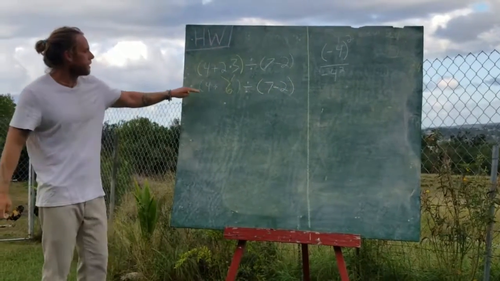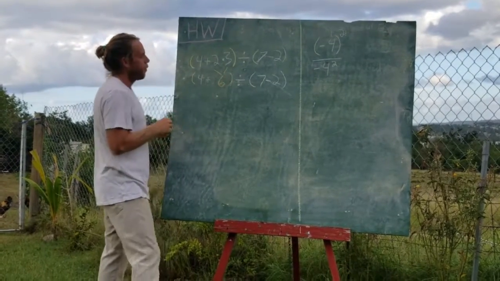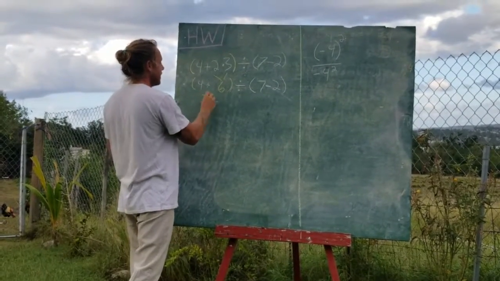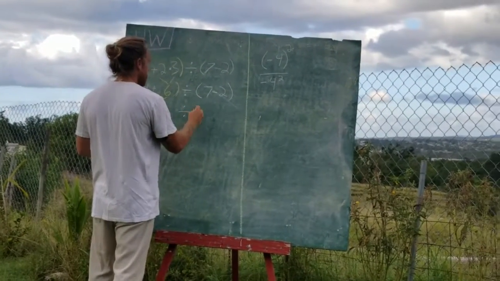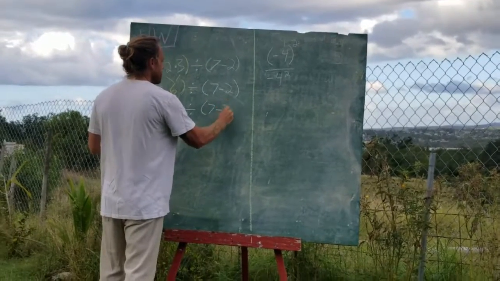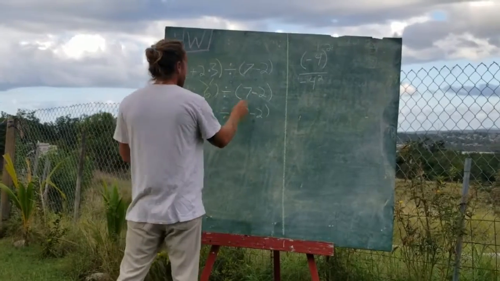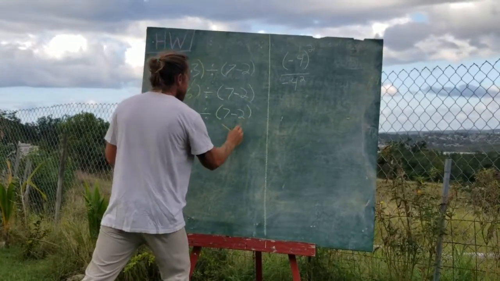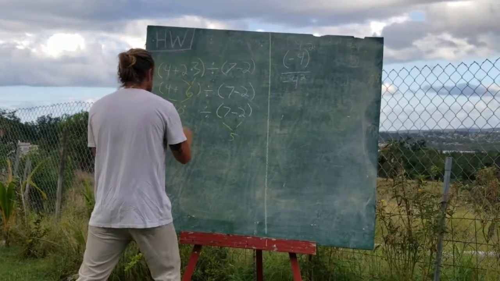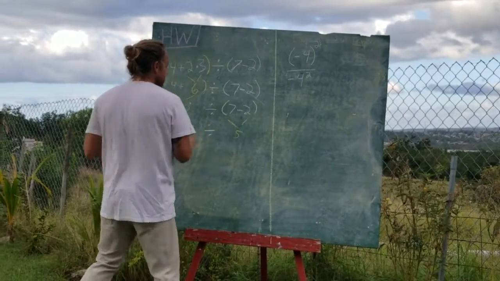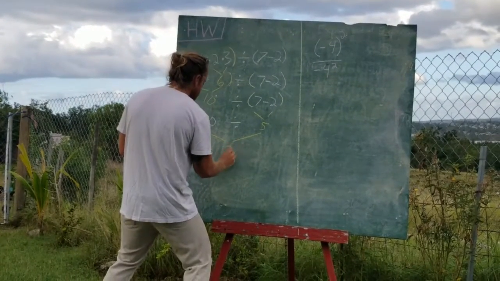Okay, working within this grouping symbol still. 4 plus 6 is 10, divided by 7 minus 2. Now, before division, we have to deal with this grouping symbol. These parentheses, 7 minus 2 is 5, and we have a nice little division problem, 10 divided by 5, which is equal to 2.